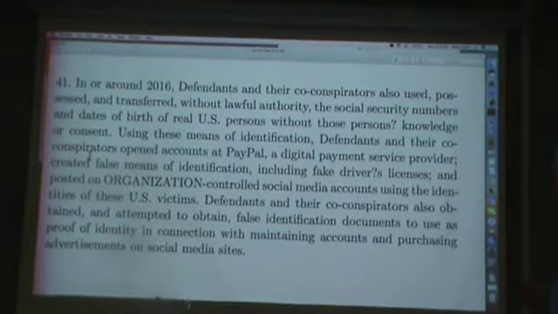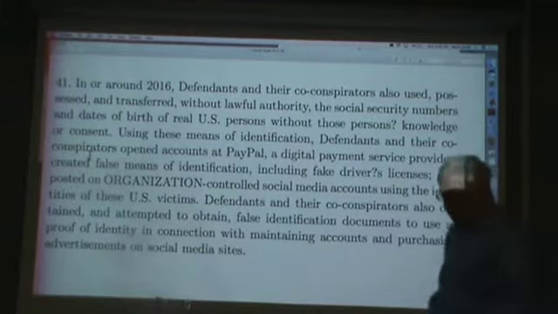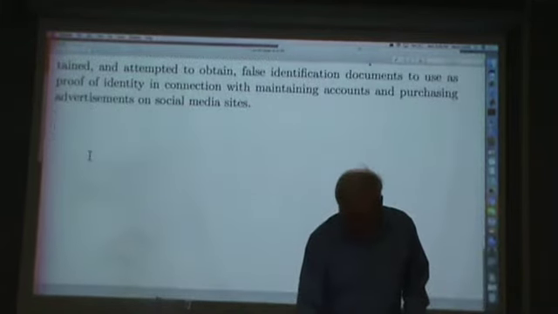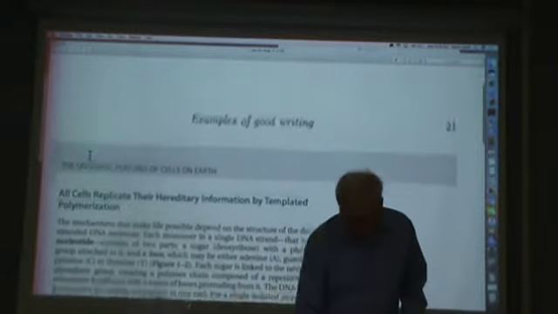Knowledge or consent. Using these means of identification, defendants and their co-conspirators opened accounts at PayPal, a digital payment service provider, created false means of identification, including fake driver's licenses, again the question mark at home, and posted on organization-controlled social media accounts using the identities of these U.S. victims. Defendants and their co-conspirators also obtained and attempted to obtain false identification documents to use as proof of identity in connection with maintaining accounts and purchasing advertisements on social media sites. Okay, so those are just some examples of a different kind of writing.